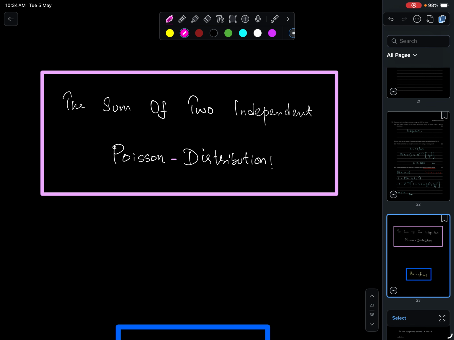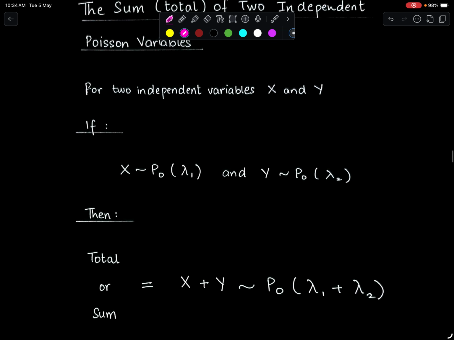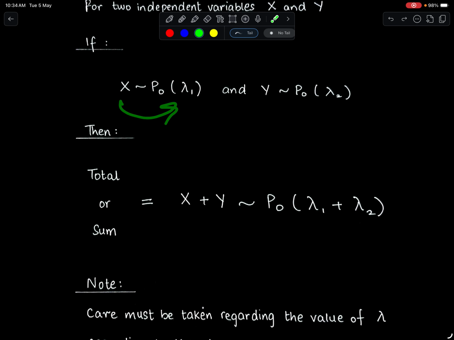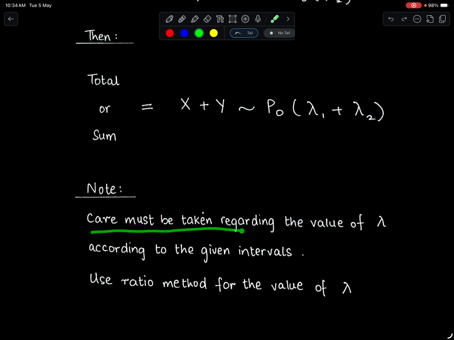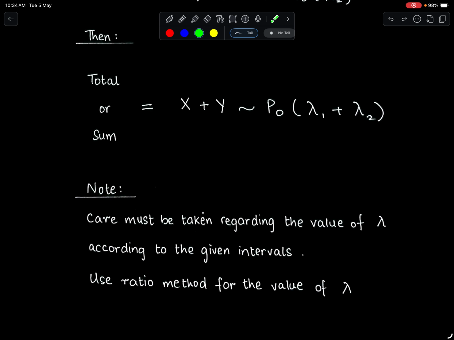The sum of two independent Poisson distributions. So we have two Poisson variables: X is Poisson with mean lambda 1, Y is Poisson with mean lambda 2. We need X plus Y. We just need to add their lambdas. Care must be taken regarding the value of lambda according to the given intervals. Use the ratio method for the value of lambda. We have done this.